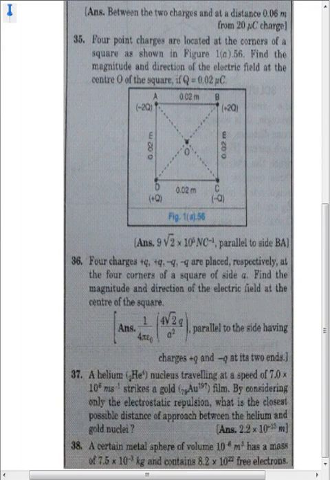Okay, the last one from this page has half of the question in this page. We have a certain metallic sphere of a certain volume that is given, that is 10 raised to the power minus 6 meter cube, and that has a certain mass, that is 7.5 times 10 raised to the power minus 3 kg. So that's 7.5 grams. And that contains that many free electrons, that is 8.2 times 10 raised to the power 22 electrons. Let's move to the next page to see the rest of the question.